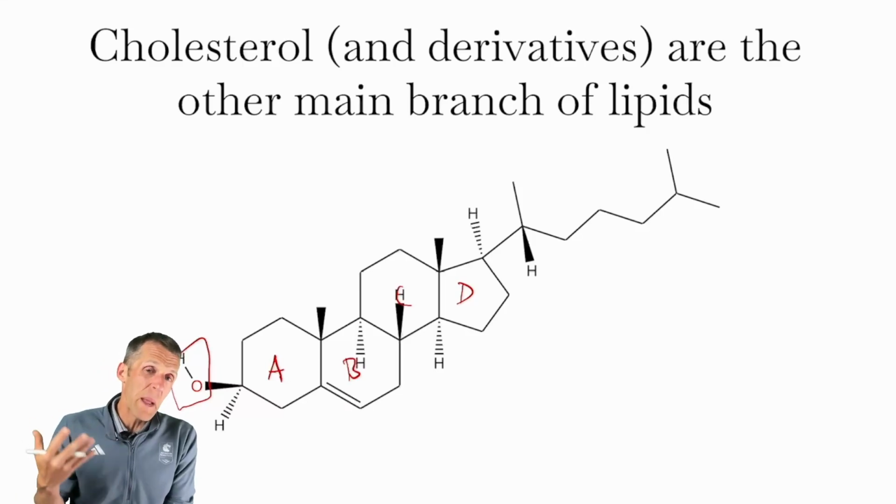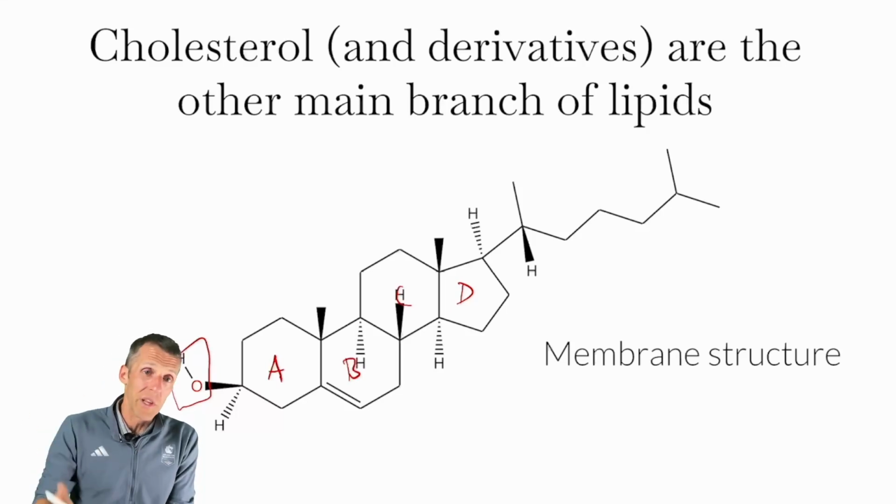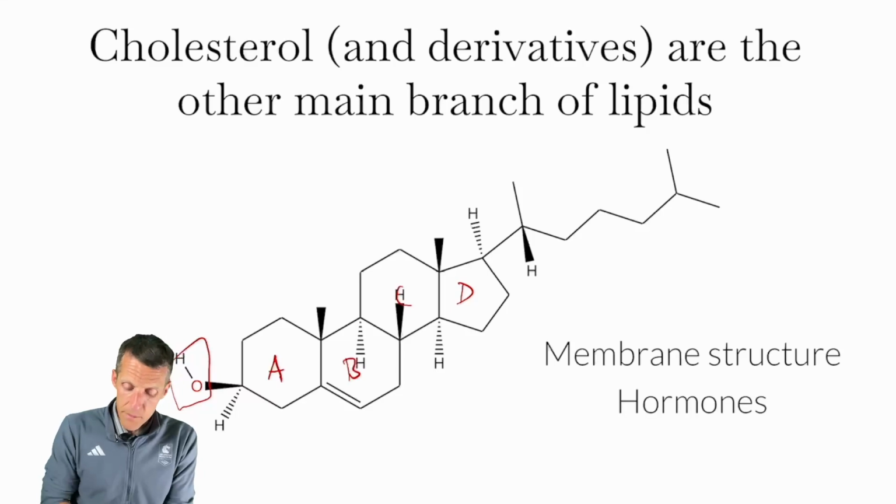Cholesterol, because it's big, bulky, and hydrophobic, has a variety of different functional roles. It actually has important roles in membrane structure. So when you put it into a biological membrane, it can change the properties just because it's so rigid.